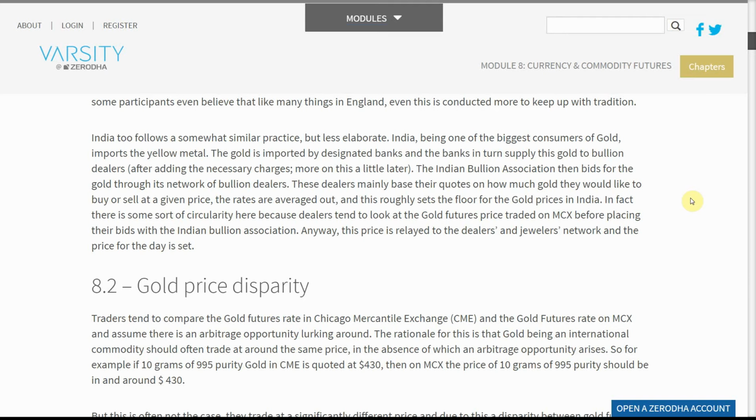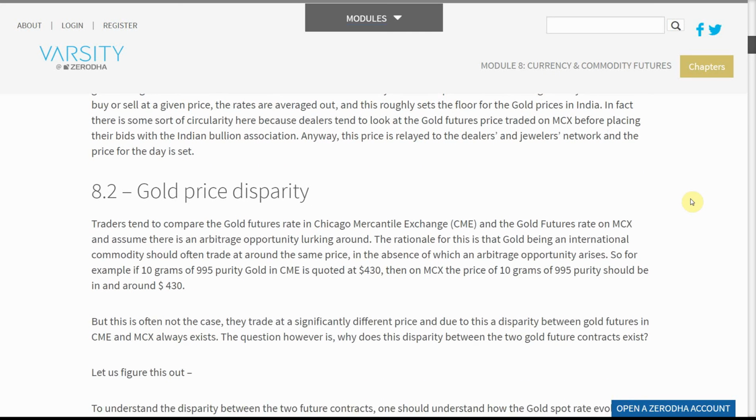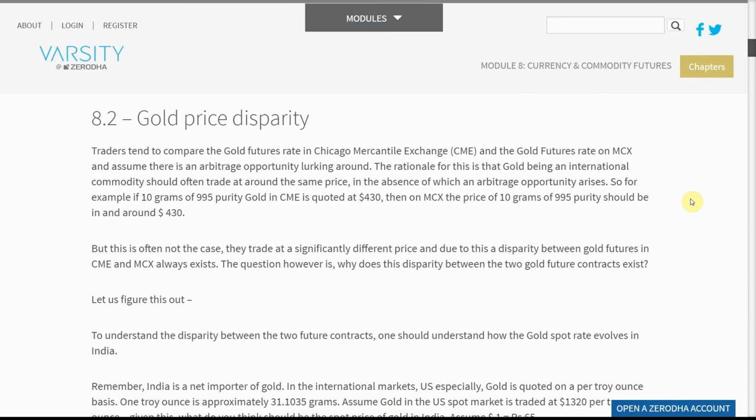8.2 Gold Price Disparity. Traders tend to compare the gold futures rate in Chicago Mercantile Exchange (CME) and the gold futures rate on MCX and assume there is an arbitrage opportunity lurking around. The rationale for this is that gold, being an international commodity, should often trade at around the same price, in the absence of which an arbitrage opportunity arises.